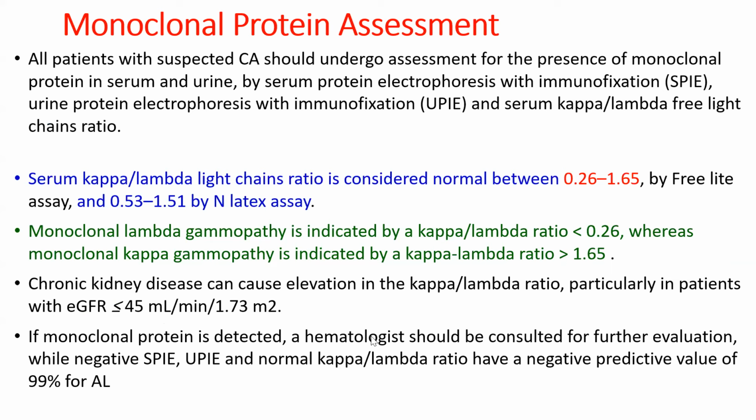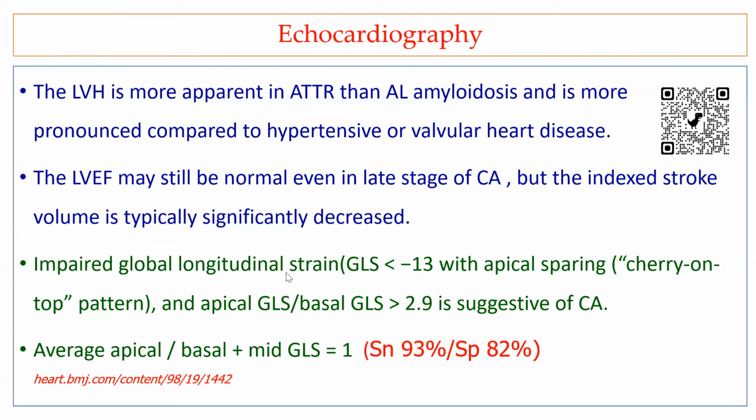If monoclonal protein is detected, hematological consultation should be done for evaluation of this patient. Negative serum and urine protein electrophoresis and a normal kappa to lambda ratio have a negative predictive value of 99% for AL amyloidosis. The echocardiogram plays an important role and is easily used to assess the patient with suspected cardiac amyloidosis. Left ventricular hypertrophy is more apparent in transthyretin amyloidosis than AL amyloidosis, and is more pronounced compared to hypertensive patients or patients who have LVH due to valvular heart disease.